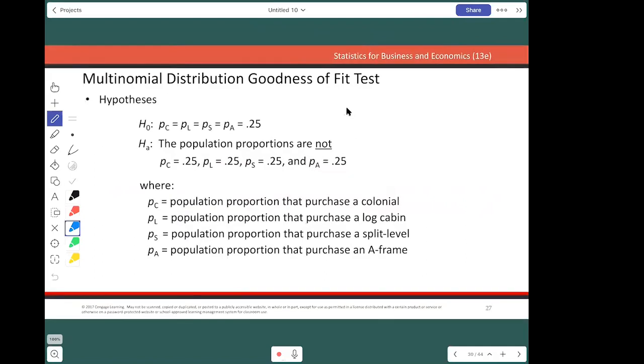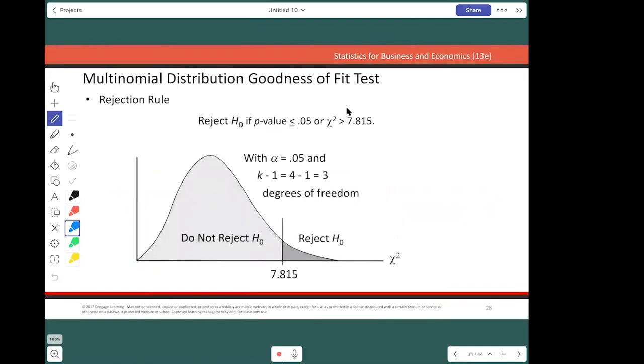So our null hypothesis will state that the proportions are all the same, 25%. Or they're not all the same, and we don't need to stipulate what they are, but just say they're not all the same, all right? And then we have it labeled C for colonial, L for log, S for split level, A for A-frames. Degrees of freedom is K minus 1, so 4 minus 1, which is 3.